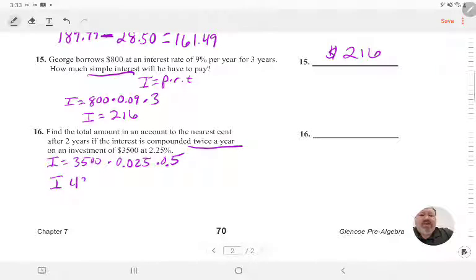interest of $43.75. I'm going to add that to my original of $3,500, and I'm going to get $3,543.75. Now that's one time. We have 2 years and 2 times a year. So you're going to have to do this a total of 4 times. So let me finish this real quick.